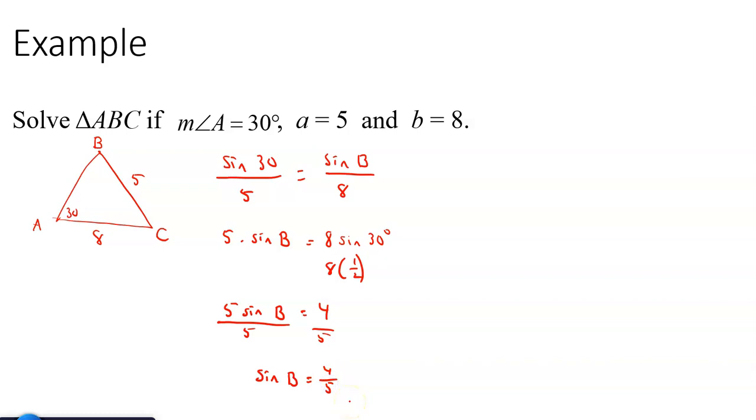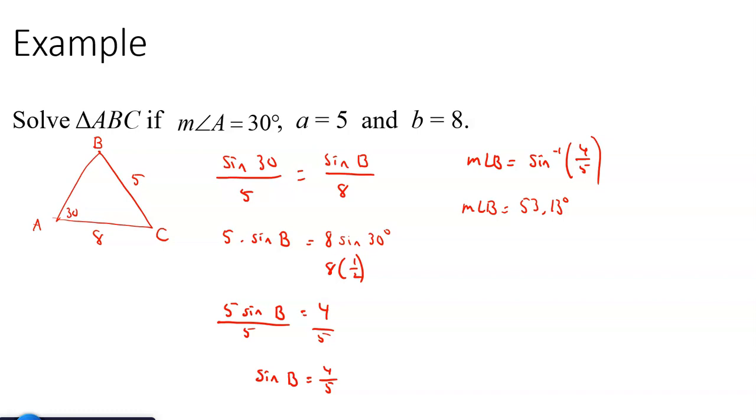4/5. So now if I want to find the measure of angle B, I've got to take the inverse sine. So the measure of angle B equals the inverse sine of 4/5. Go to my calculator and find the inverse sine of 4/5. I get 53.13 degrees. Now, that's true, right? The measure of angle B can be 53.13.